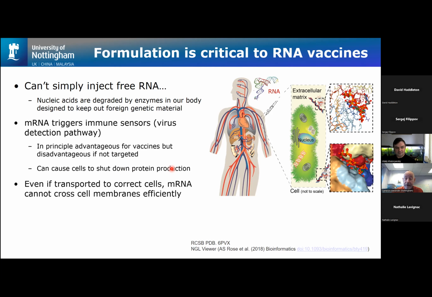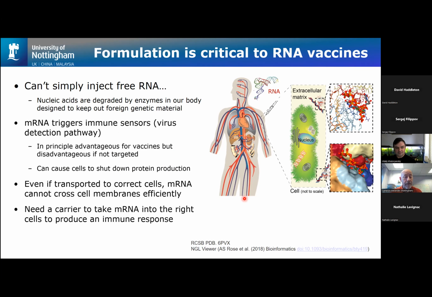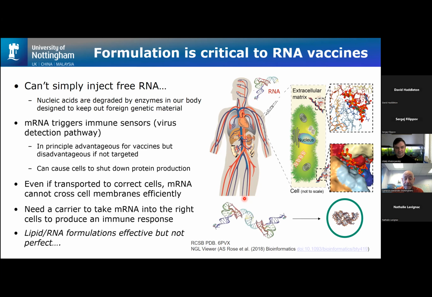And even if transported to the correct cells, and that's a big if in some cases, mRNA can't cross cell membranes efficiently. So you need a carrier to take mRNA into the right cells to produce an immune response or a therapeutic response. Now, the lipid RNA formulations have been very effective. Let's be honest, they've been quite extraordinarily effective, but they're not perfect. And for beyond vaccine applications, there may be some significant issues with some lipid formulations, which we're looking to overcome.